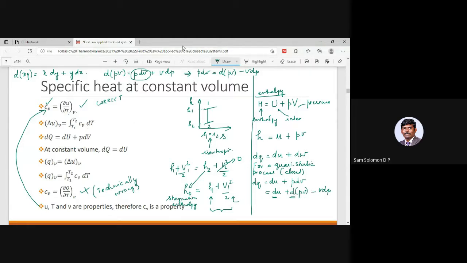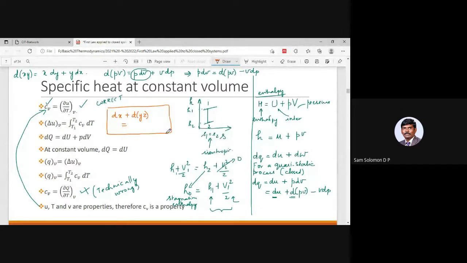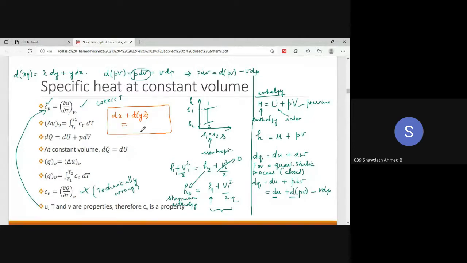Let me write another mathematical rule here: dx plus d of yz. How can we write this? dx plus y dz plus z dy. I'm not asking about this actually. Okay, anyhow, thank you.